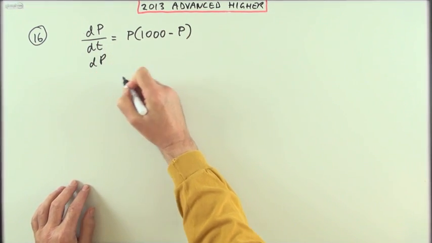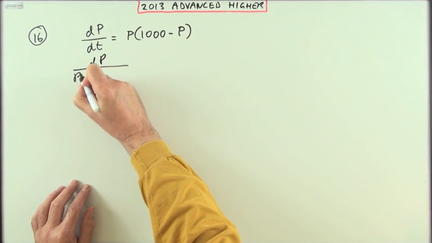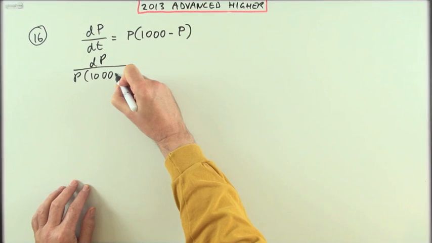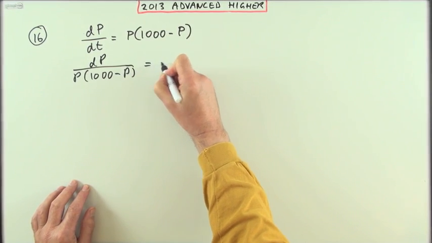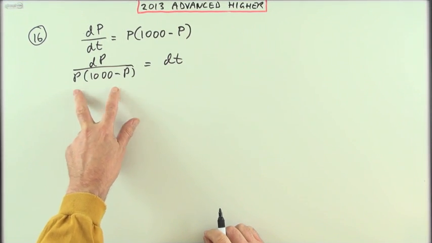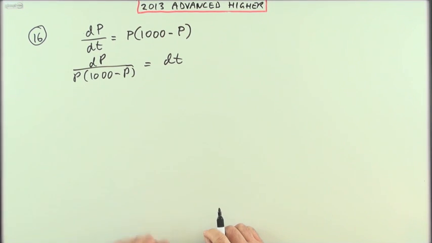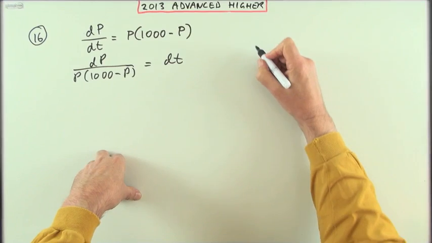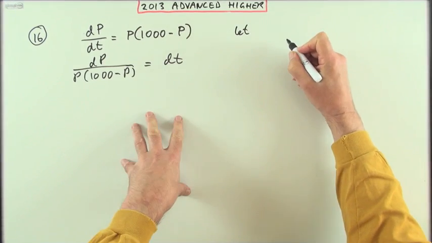So what I'm going to have is dp, this completely separates to this side, over p times 1000 minus p, and that will leave the dt on that side. Then immediately I can see that if I'm going to be integrating this, I'm going to be using partial fractions to separate that denominator. So I'll do that part to the side. So let's just do these partial fractions.